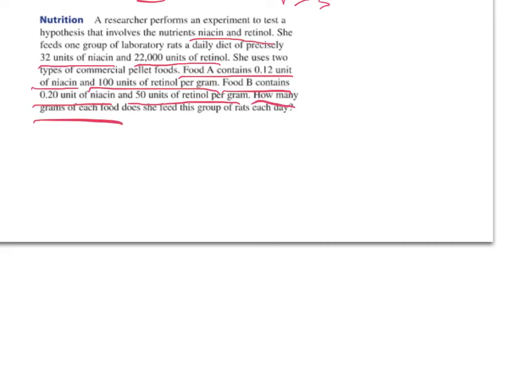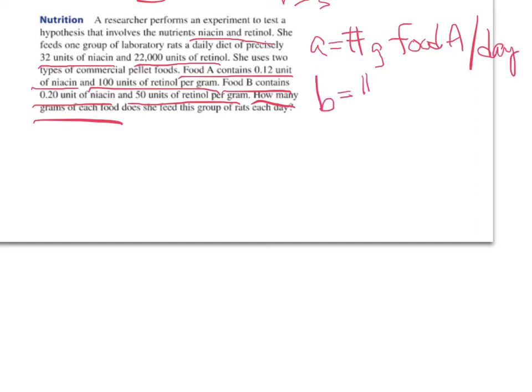Okay. So we're looking for the number of grams of each food, and so we have food A and we have food B. So why don't we let little letter A equal the number of grams of food A per day, and we'll let little letter B equal the number of grams of food B per day. You could use X and Y if you want, but then you have to remember which one is X and which one is Y. So I just use the small letters that go with the big letters, and then I know very easily which is which.